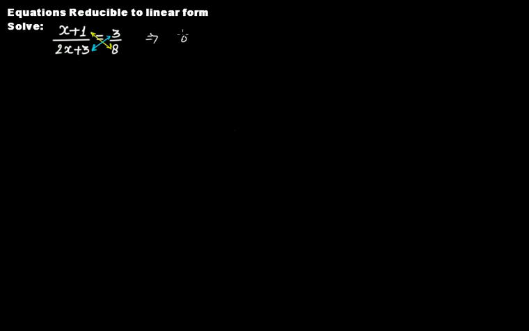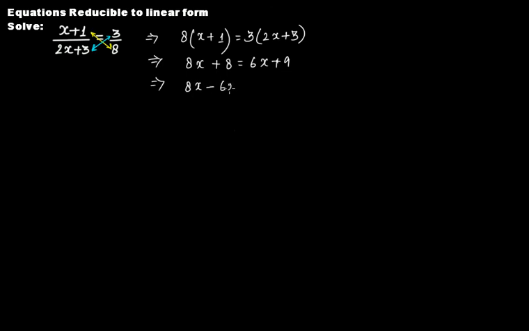So this gives you 8 times (x plus 1) is equal to 3 times (2x plus 3), and if you solve it you get 8x plus 8 is equal to 6x plus 9. Now transpose 6x to the left hand side, that is minus 6x, and at the same time transpose 8 to the right hand side, that is 9 minus 8. If you solve it you get 2x is equal to 1, and further x is equal to 1 by 2. So this is the answer.